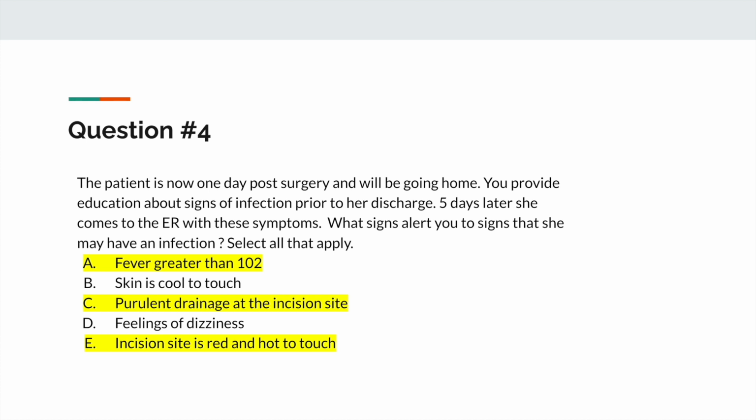Purulent drainage at the incision site, yes, of course. Purulent drainage is yellow, so there's likely an infection there. The incision site is red and hot to touch, so it looks irritated, it looks inflamed. Skin is cool to touch. No, it'd more likely be warm, the site at least. And then feelings of dizziness, it could be a lot of things, but not really related to infection.